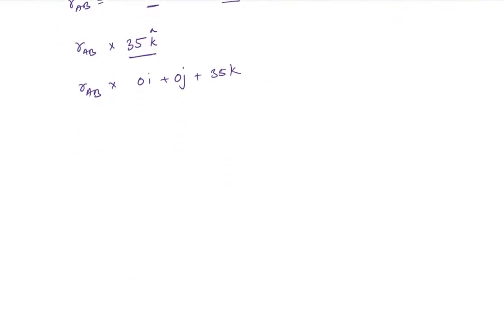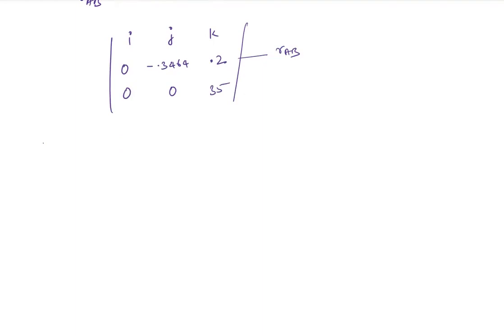Okay. So how do we multiply this? You've probably seen this before. IJK, the position vector is 0, negative 0.3464, and then 0.2. So this is the position vector, RAB, and now we're going to write the force, which is 0i, 0j, and 35k.